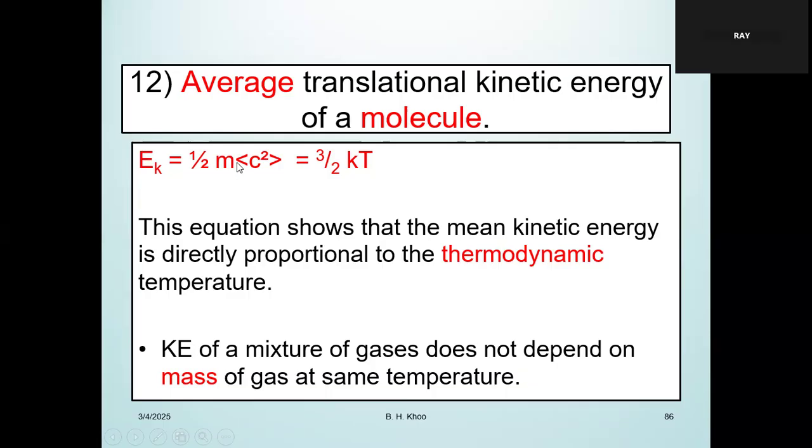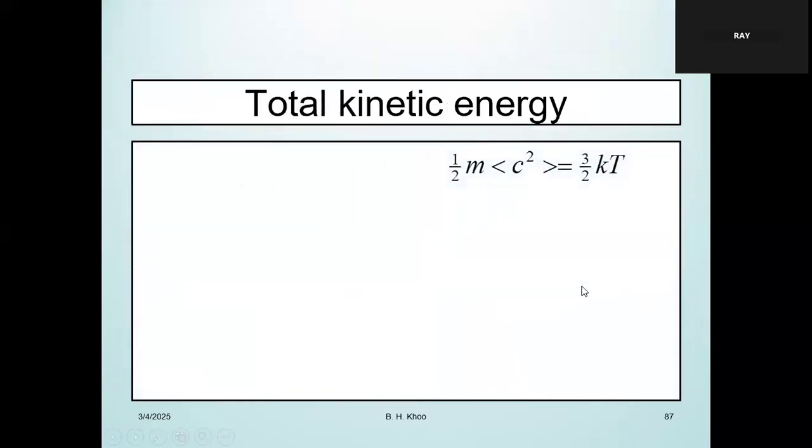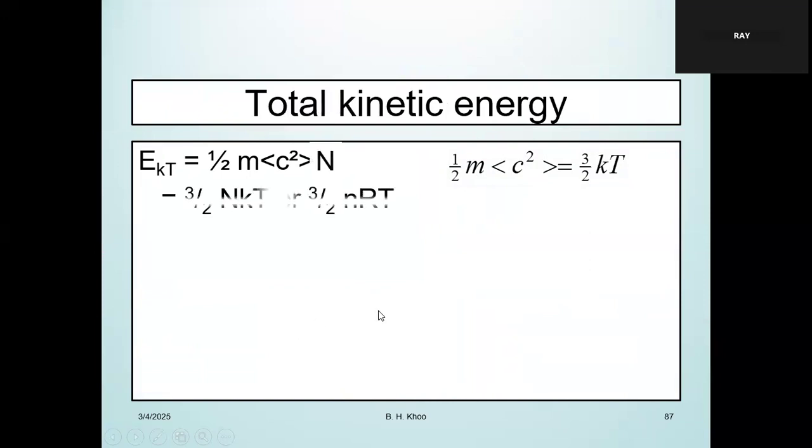Of course, if the mass is different, it will affect the mean square speed. But the kinetic energy is still the same, depending on the absolute temperature. So this is the kinetic energy for one molecule. For the total, we just multiply by N, as there are N molecules. So we just multiply by N on this side and that side.